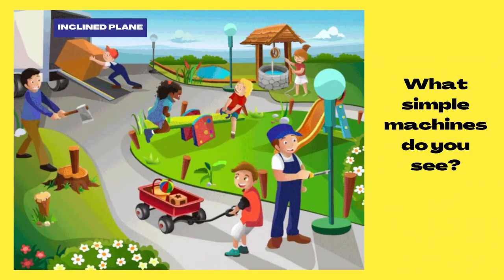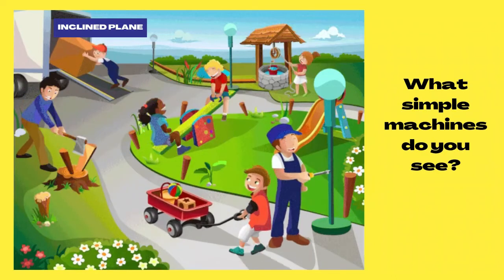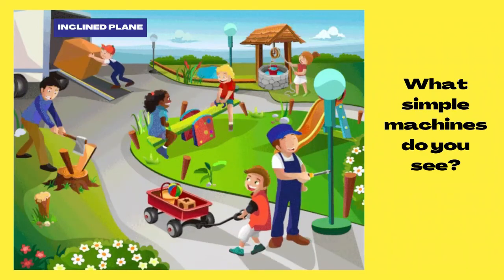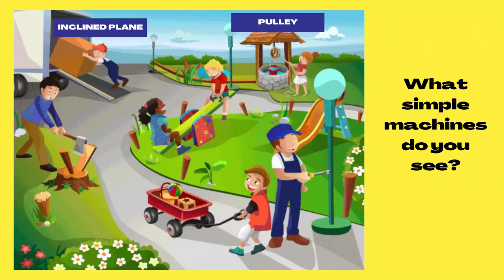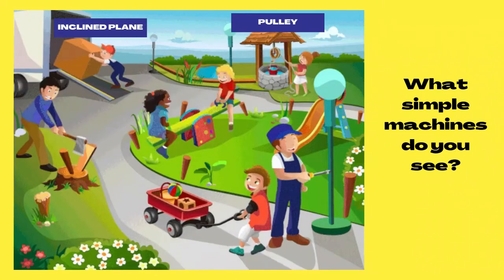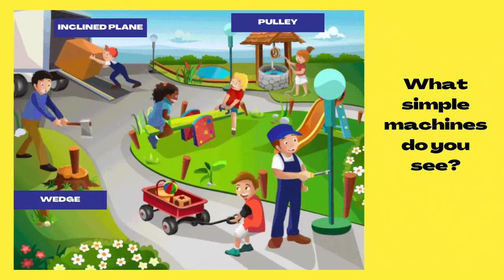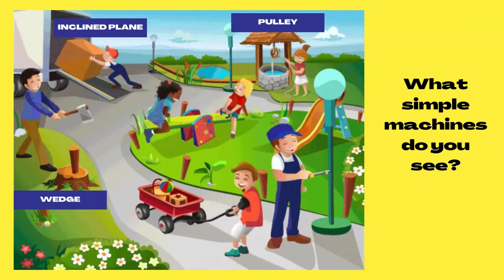That's right, he is using an inclined plane. How about the girl in the well? Yes, she is using a pulley. How about the man cutting the wood? Very good, he is using an axe, which is an example of a wedge.